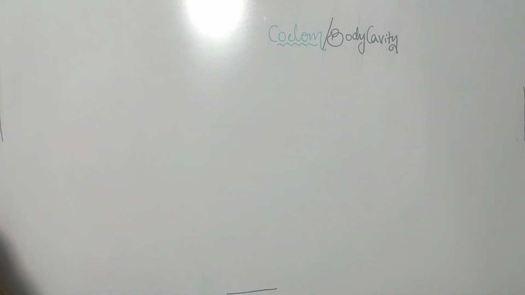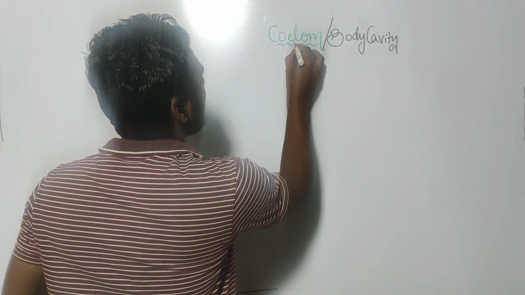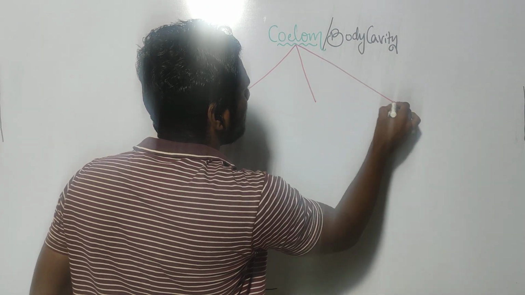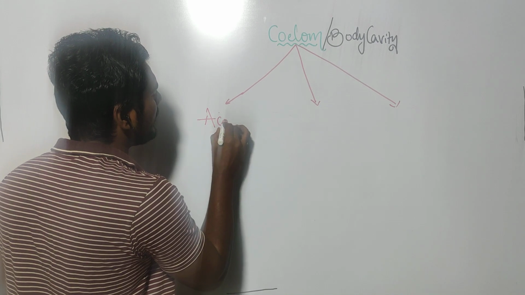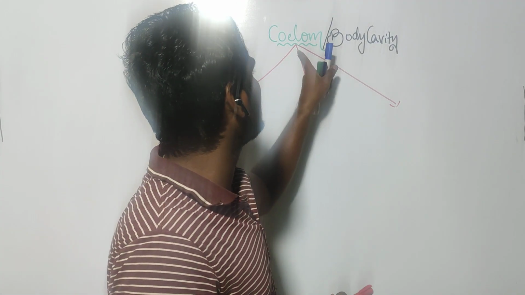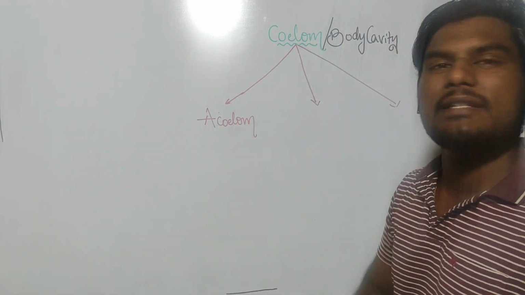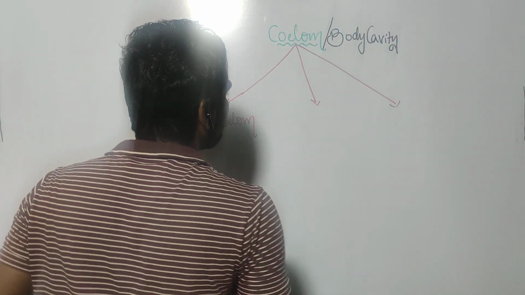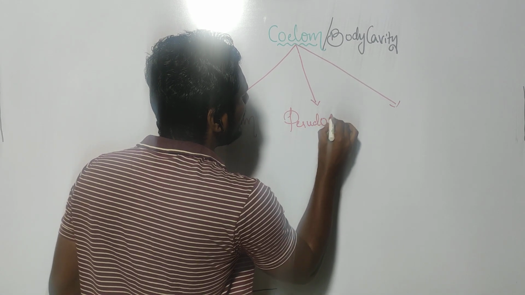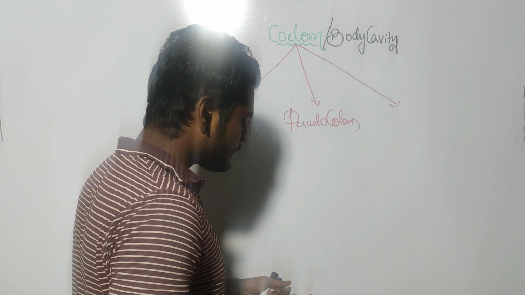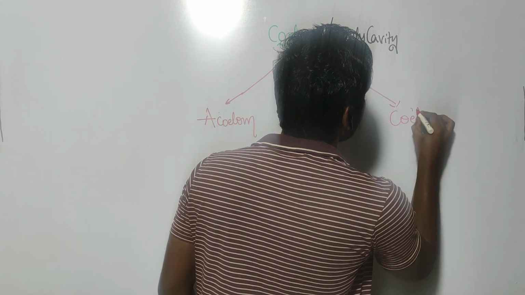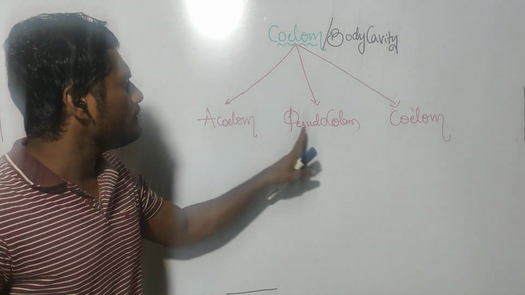First of all, how many types of coeloms are there? Coeloms are of 3 types. What are the 3 types? Number 1 is acoelom. As you know, A means absent, so coelom is absent. What is coelom? Body cavity. In some animals the body cavity is absent, and such a type we call acoelom. Next, pseudocoelom. Pseudo means false. And the last one is coelom. These are the 3 types: acoelom, pseudocoelom, and coelom.